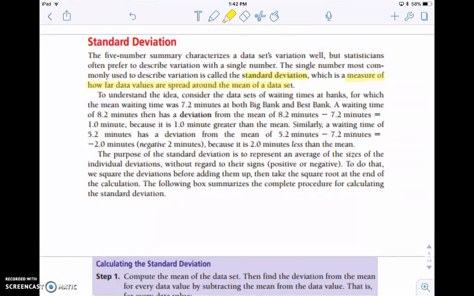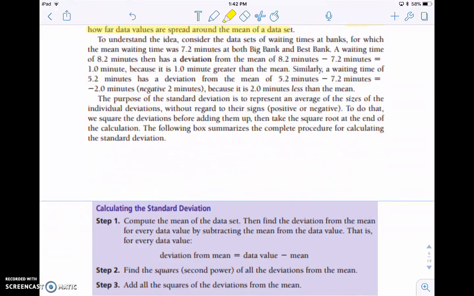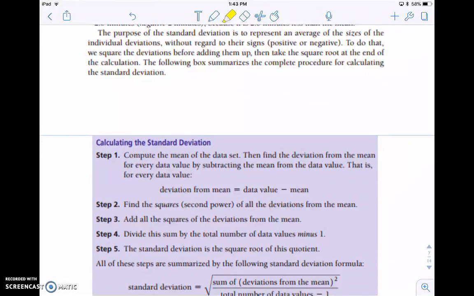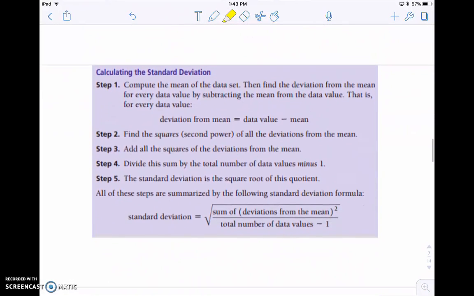There's a little bit of information in there about a previous example that you can find in your textbook, of comparing two different banks. But we're just going to look here. The purpose of the standard deviation is to represent an average of the sizes of the individual deviations, or how far one number is from the mean. It gives you the average of those deviations without regard to their sign, so positive or negative. I'm going to show you how to do this by hand so you can get an idea, but then we're going to be using StatCrunch or some other technology if you have that.